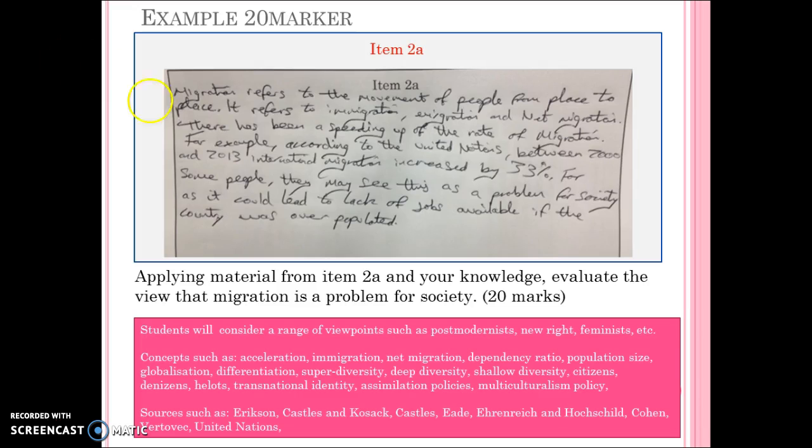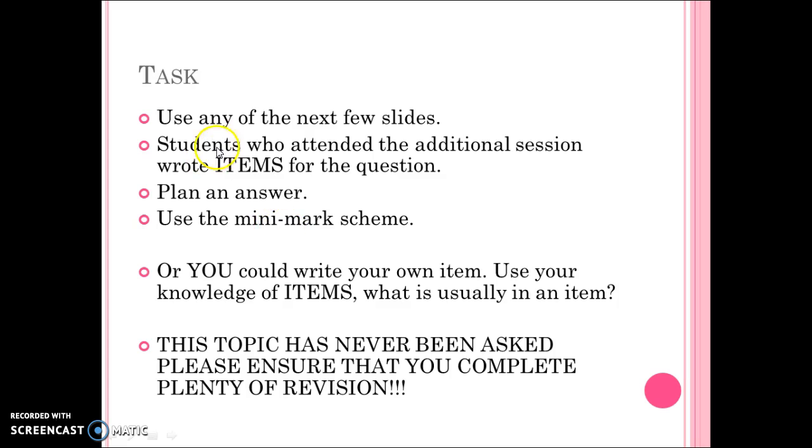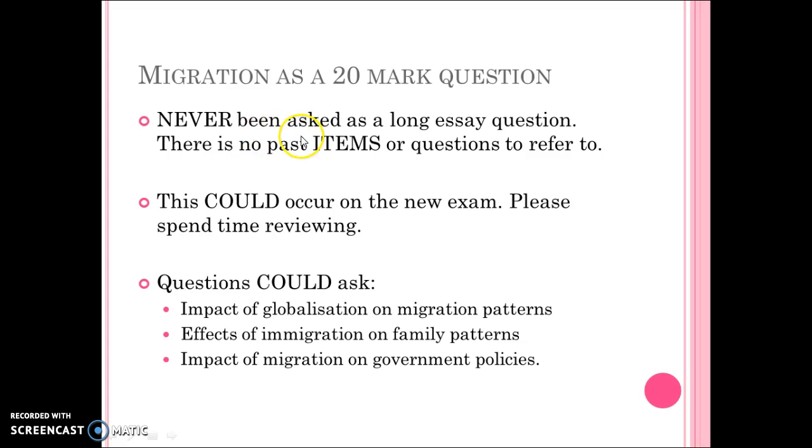Hello. Okay, so what I want to do is just go through this 20 marker. Like I said, basically, this migration as a 20 marker, it's never been asked as a long essay. There's no past items or questions to refer to. It could occur in the new exam.